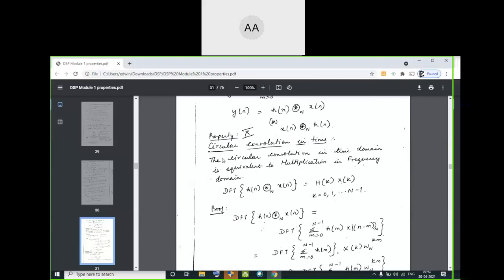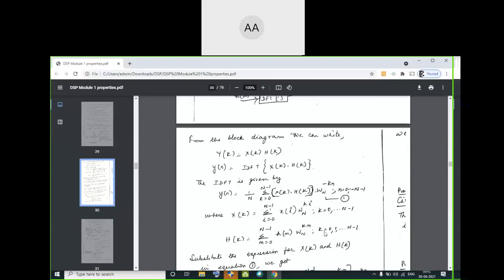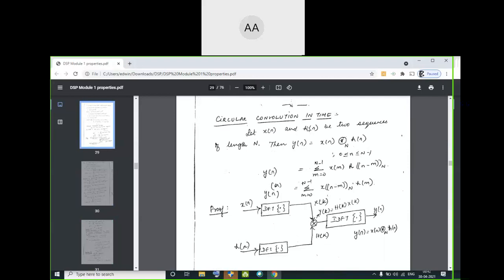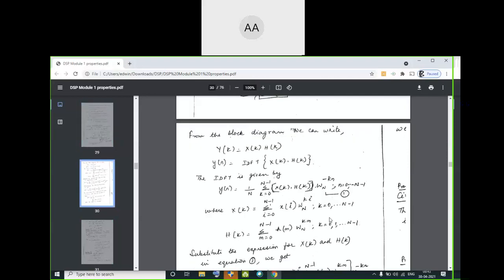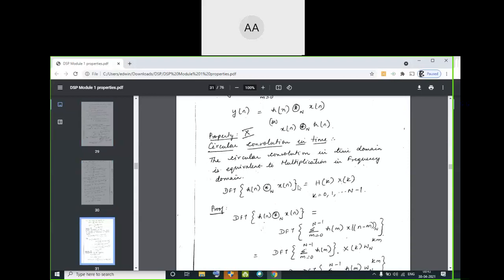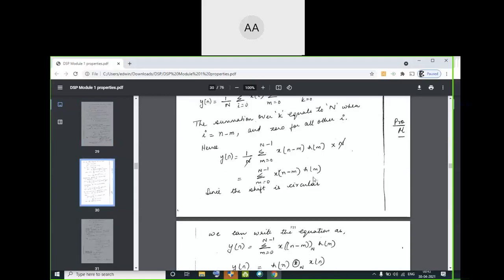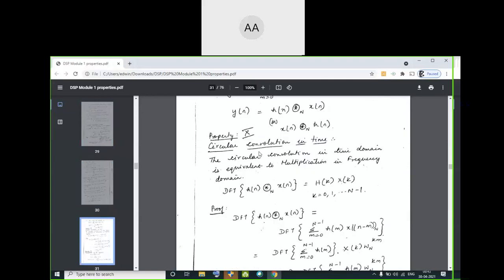See, if they ask you to prove that convolution in time domain is equivalent to multiplication in frequency domain, you can write it this way. Or if they say, okay, using the IDFT equation, two sequences are there with an expression like this, prove that it is like this, you can use this. So either this or this, anything is fine, but go through whichever you are comfortable with, which you understand. Both are the same. Usually they'll ask you: circular convolution in time domain is equivalent to multiplication in frequency domain. It's the same thing actually.